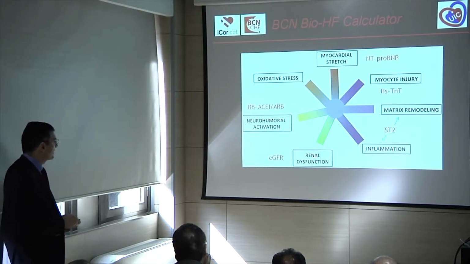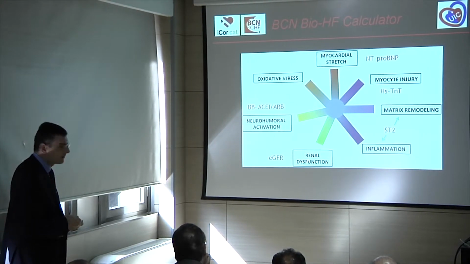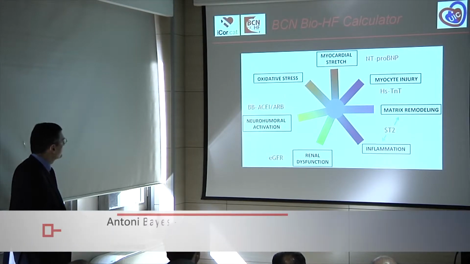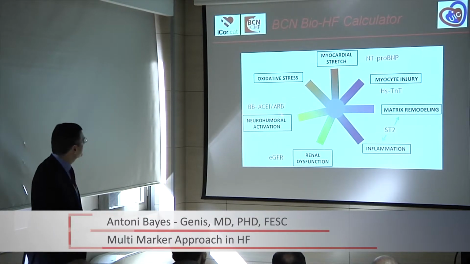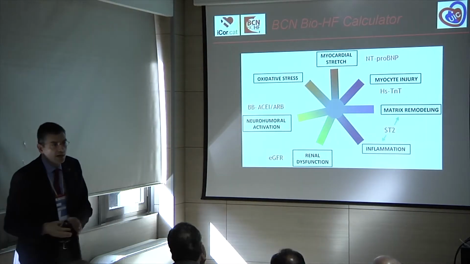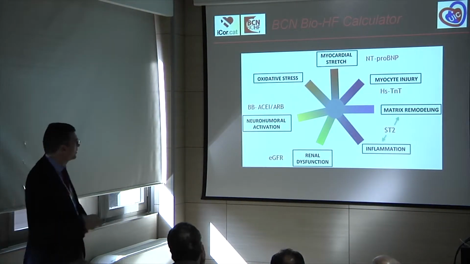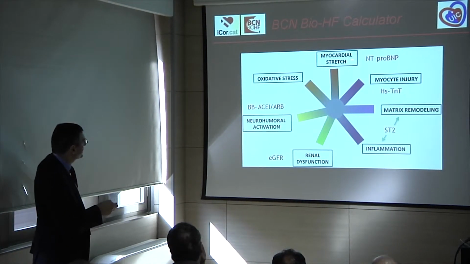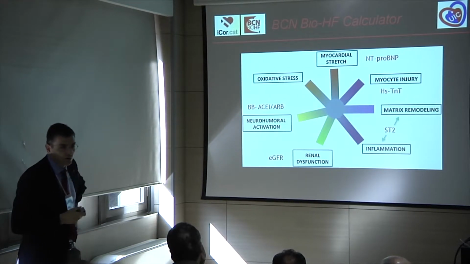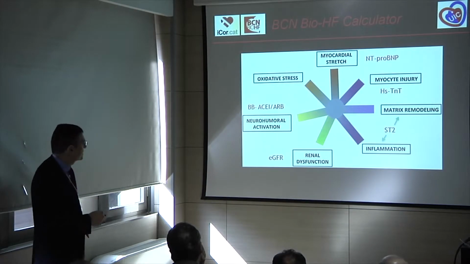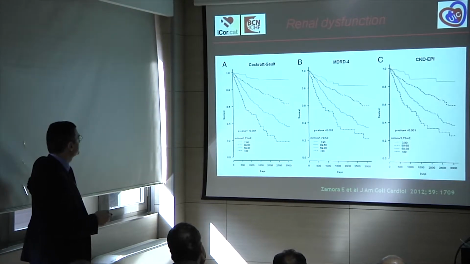Renal dysfunction. In the calculator we use eGFR. Neurohormonal activation. We do not use biomarkers for this, but we use beta blocker treatment, ACE inhibitor treatment. If we treat the neurohormonal activation, in a way, we are measuring indirectly the neurohormonal activation. So we are assessing with this calculator almost all of the star arms that Braunwald was proposing to us, except for oxidative stress, where we don't have a good biomarker right now that can provide us solid information.